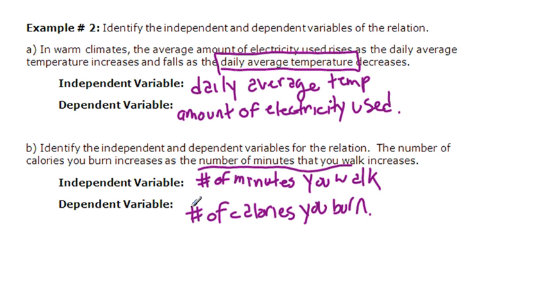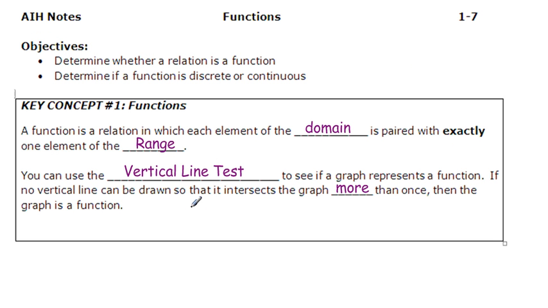So that was 1.6. We're going to actually go on to 1.7 today, just the first page, so page 3. So functions. So in a relation, we can have a function. And a function is basically a relation in which every element of the domain is paired with exactly one element of the range. Now we can use something called the vertical line test to see if a graph represents a function. If no vertical line can be drawn so that it intersects the graph more than once, then the graph is a function. So I'll explain it more as we go through the examples.